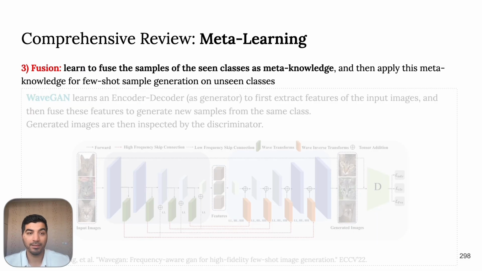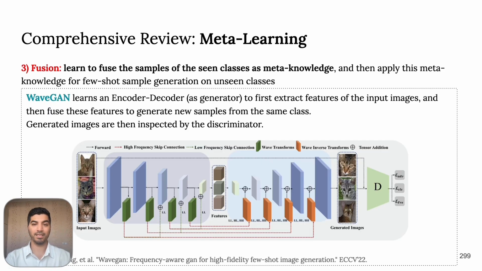The final subcategory is fusion. And in this subcategory, the approaches learn to fuse samples from the seen classes as meta-knowledge. Once they learn how to fuse samples, then they can apply this for unseen tasks. As an example, we have WaveGAN from ECCV 2022, which uses an encoder-decoder design. They first extract the features and then they learn how to fuse these features.